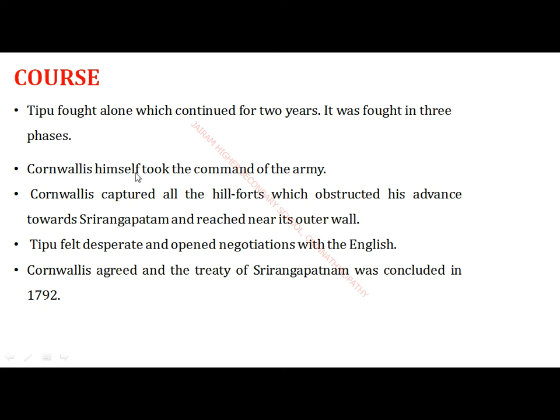Cornwallis himself took the command of the army against the rival force of Tipu Sultan. Here Cornwallis belongs to the British government. He himself commanded the army and started to attack whom? Tipu Sultan. Cornwallis captured all the hill forts.